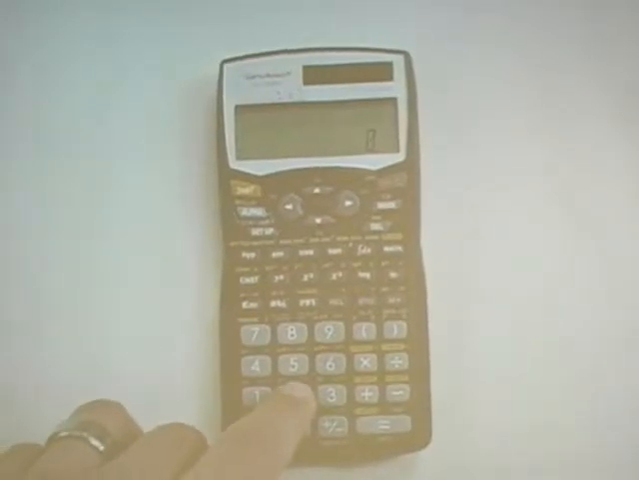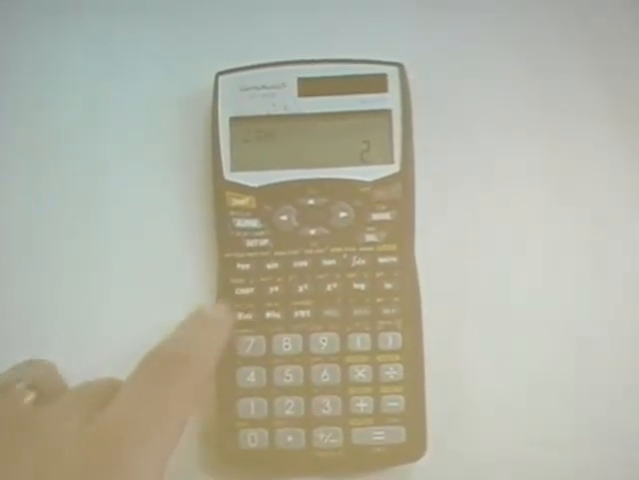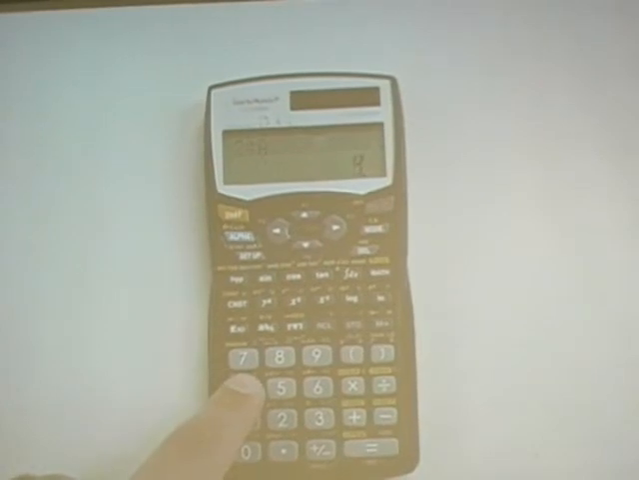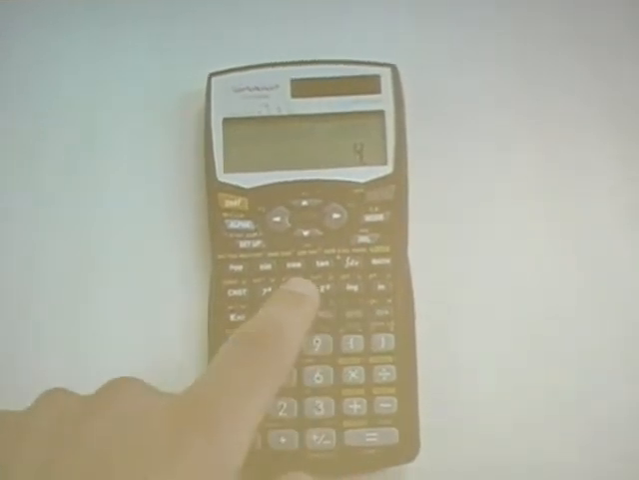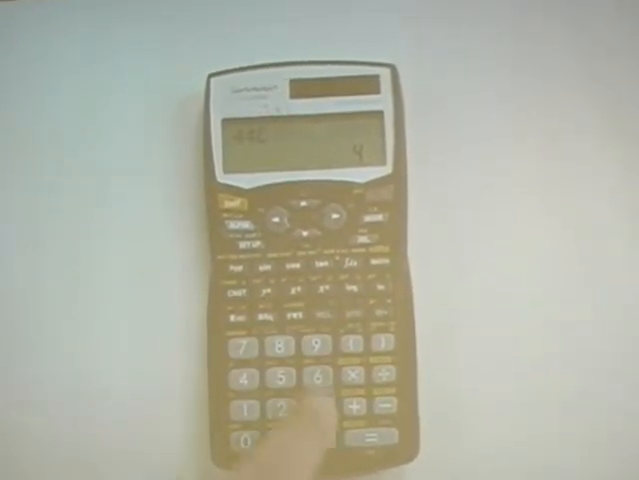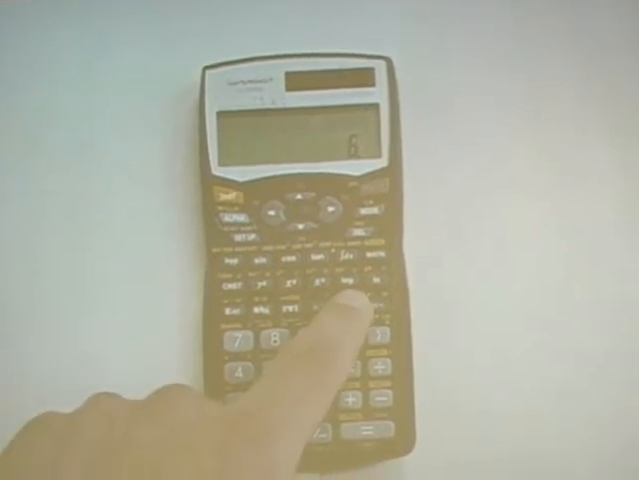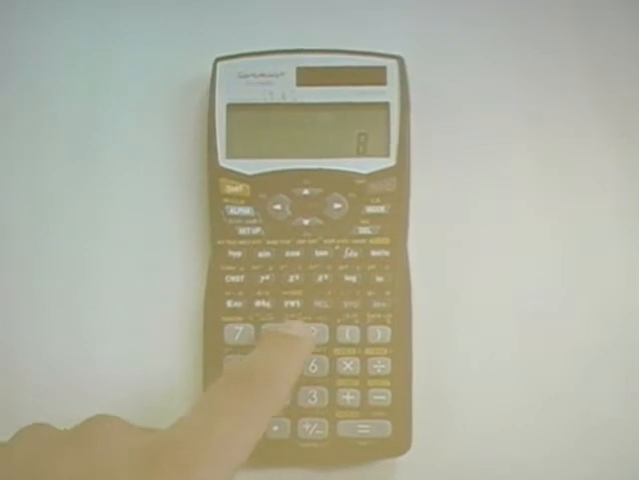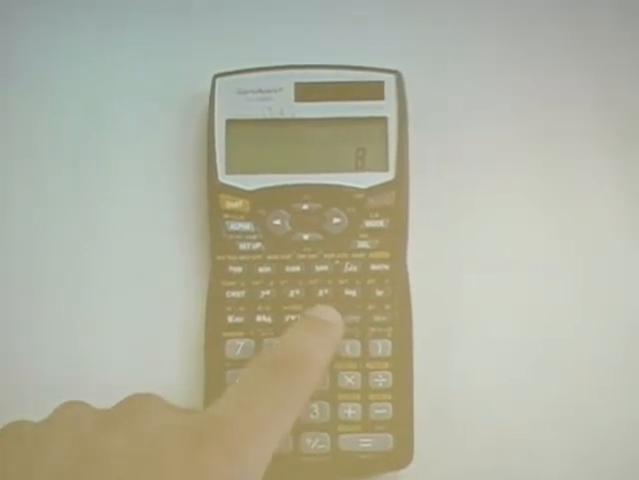To store memory A, for store memory C, 6 store memory F, and finally 8 store memory X.